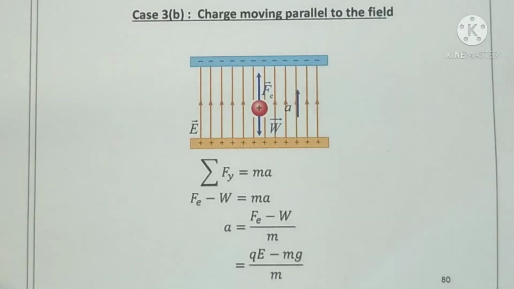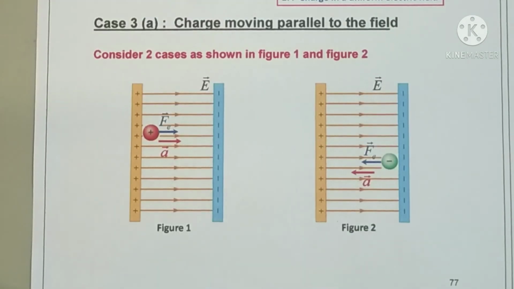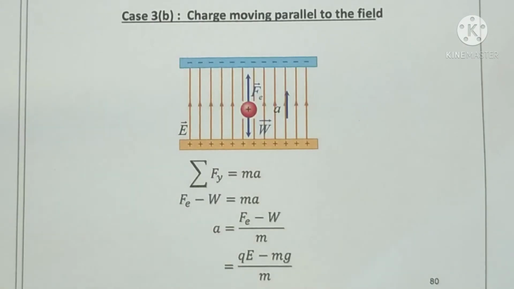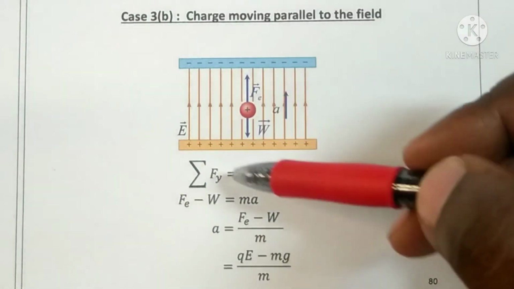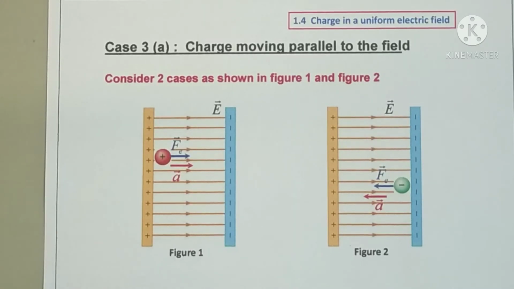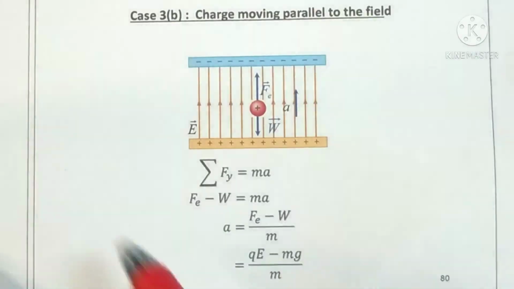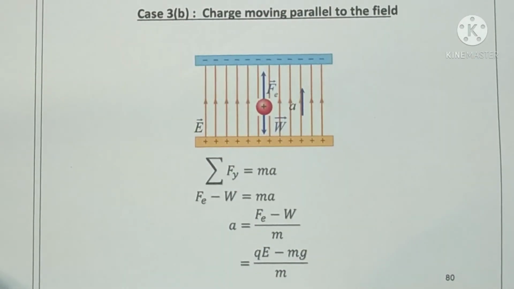For case 3b, when the parallel plates are in horizontal form, versus case 3a in vertical form: when the plates are in horizontal form, the acceleration acts upwards, following the direction of electric force. Whereas for case 3a, the acceleration acts horizontally in the direction of electric force. So it totally differs from case 3b. By applying Newton's law 2, we can find the acceleration in the vertical direction, which is stated here.